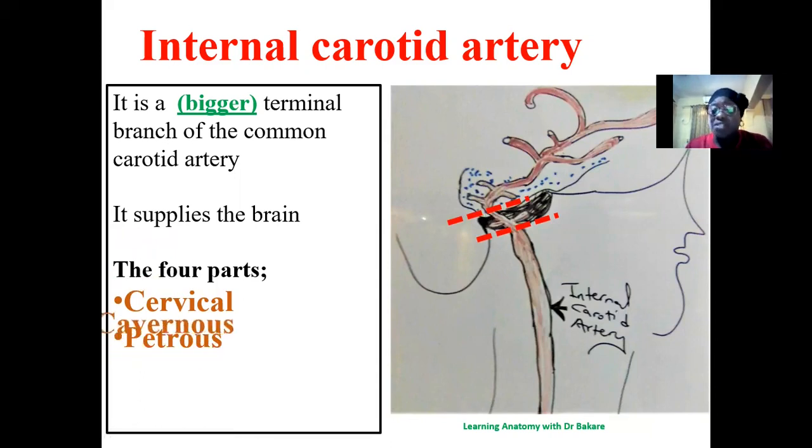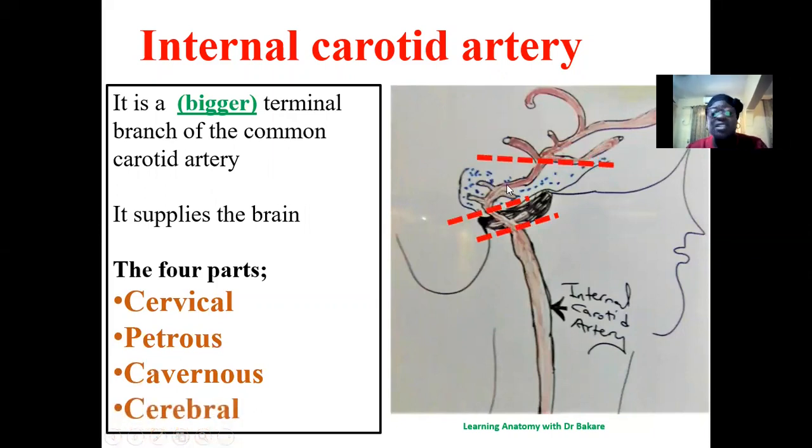Then we have the third region, which is the cavernous part. When it enters into the cranial cavity, the first structure that it pierces is the cavernous sinus, and it runs through this structure before it finally terminates. So the region where it runs within the cavernous sinus is termed the cavernous part. Then the last region is the cerebral region. The cerebral region is after the cavernous sinus region, and this is like the terminal end of the internal carotid artery. So this is like the final part of the internal carotid artery.